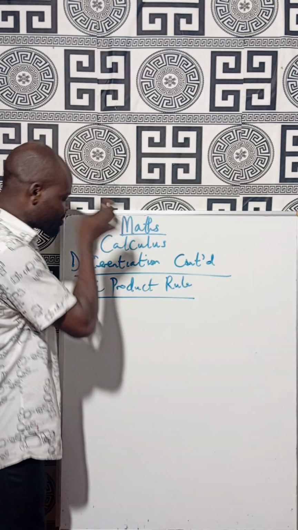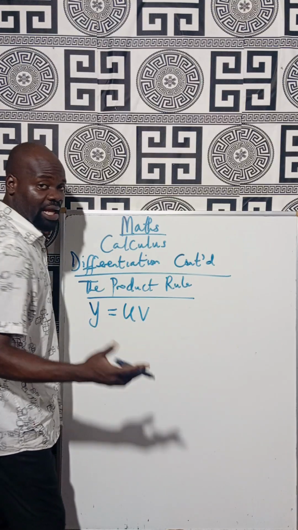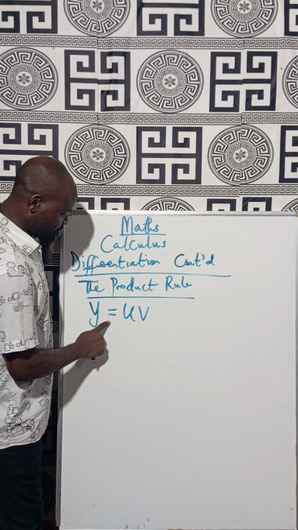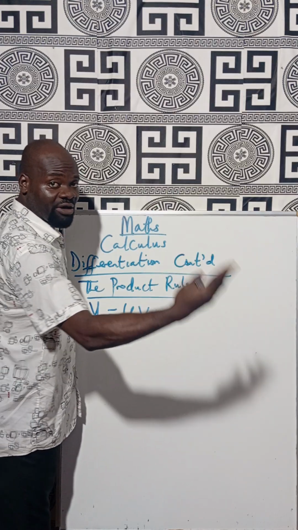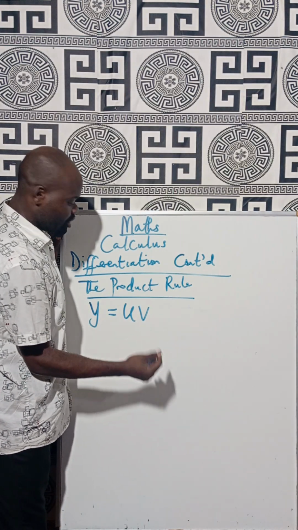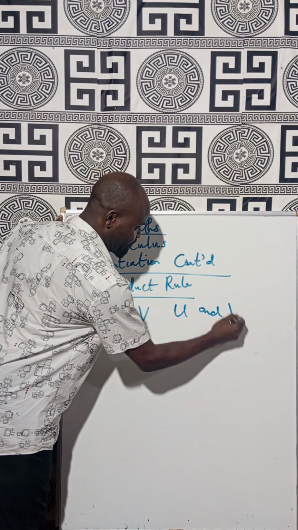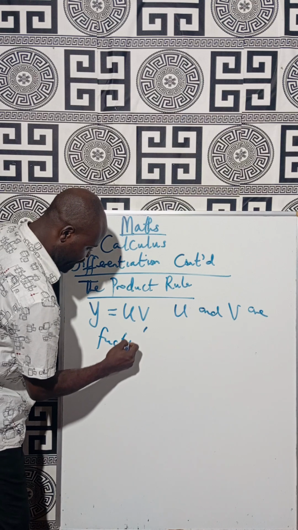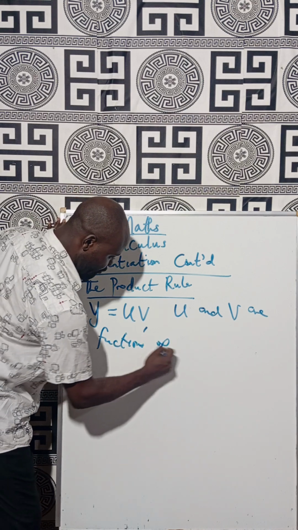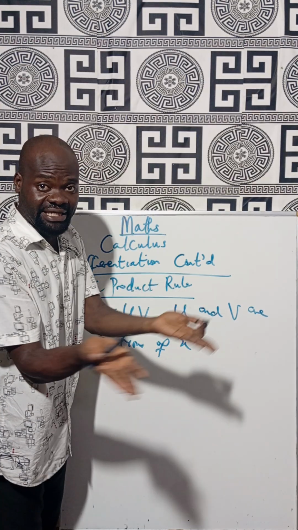Let's assume that y is equal to uv. I told you before, y is equal to uv. Very simple. The first one is u, the second one is v. You understand me now? Such that u and v are functions of x. You get that, u and v, they are both having x in them.